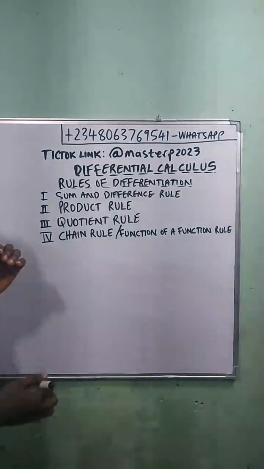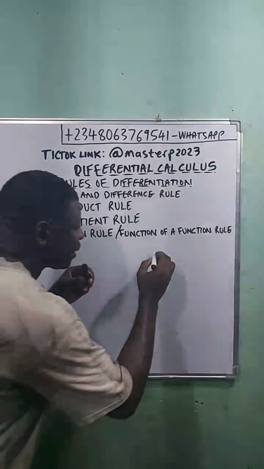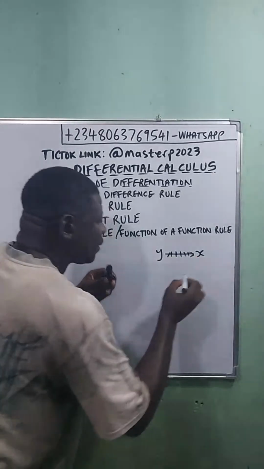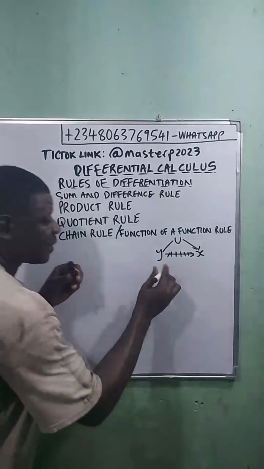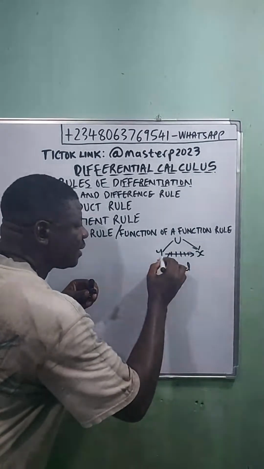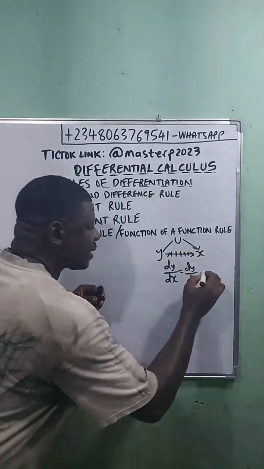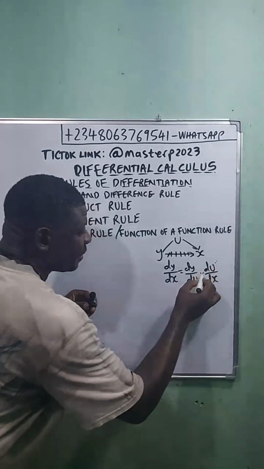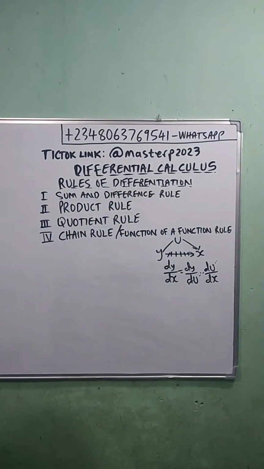Now, let's look at the chain rule. The chain rule makes us understand that we want to move from Y to X, but the road is very rough. So we take another path, which is U, then from U to X. So moving from Y to X means you can move from Y to U, then from U to X. When you do that, it appears as if it's canceling, so this over this will give you this over this. That's what the chain rule is all about, function of a function.